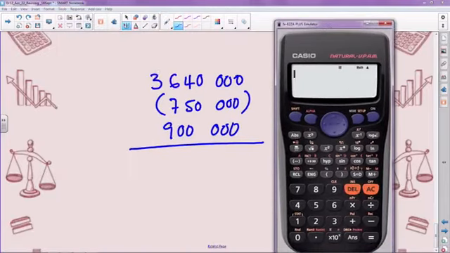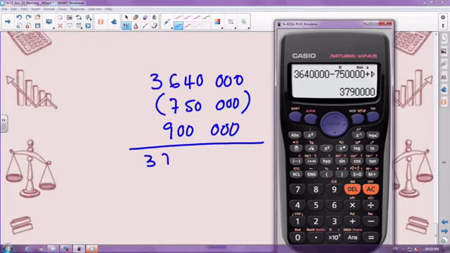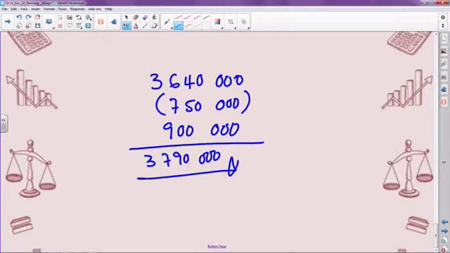Once again, let's go for it. 3,640,000 minus 750,000 plus 900,000. Okay, and that equals 3,790,000. That would be the figure that we needed at D. Okay, so that's our fixed assets note, done and dusted.